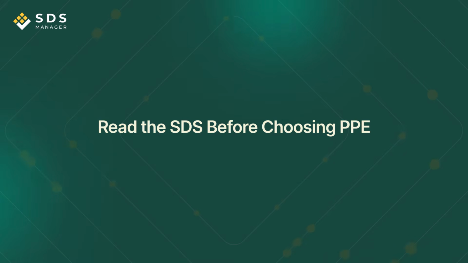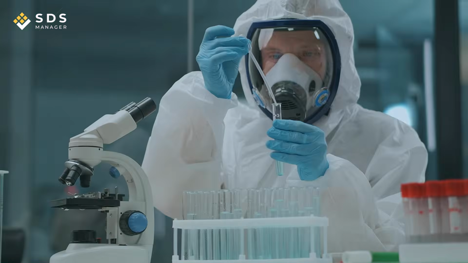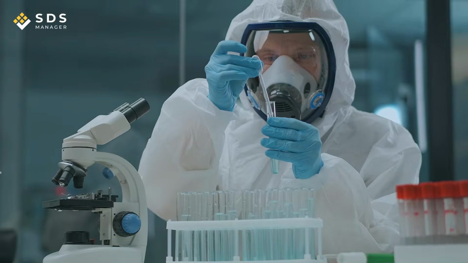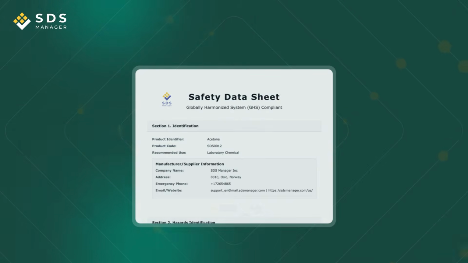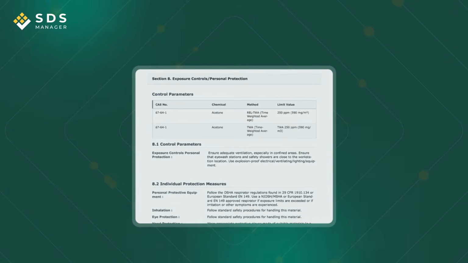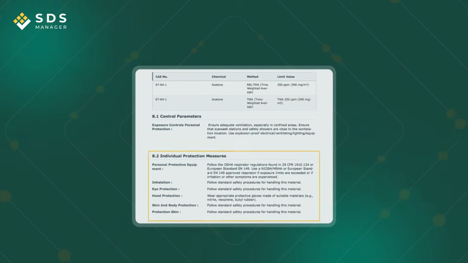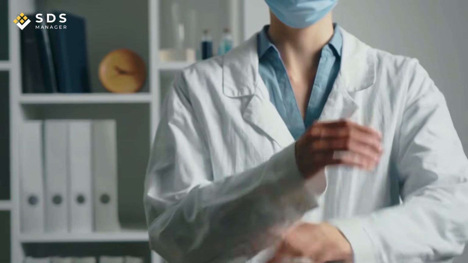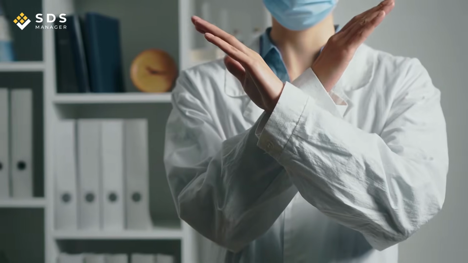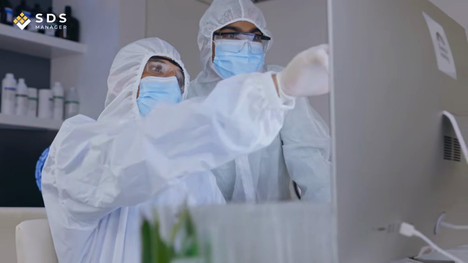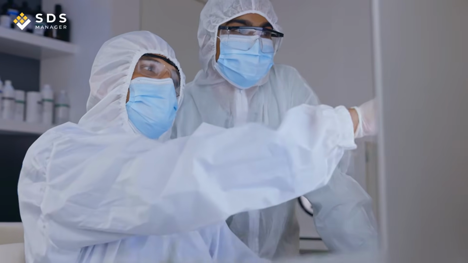Read the SDS before choosing PPE. Before choosing any PPE for a chemical task, the safety data sheet must be consulted. Section 8, titled Exposure Controls and Personal Protection, lists the recommended PPE for that specific substance, including glove type, eye protection level, respiratory requirements, and body protection. Never assume that PPE used for one chemical is suitable for another. Even similar substances can require very different protective equipment.